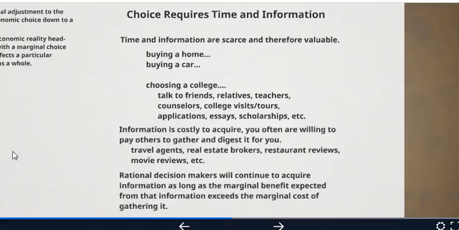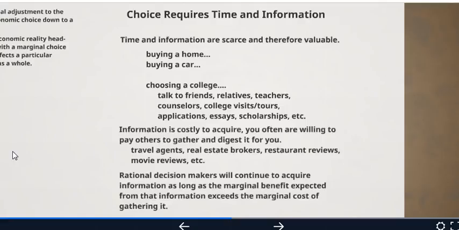For example, buying a home, you'll do some different research. Buying a car, different research. But what's important is information is costly to acquire, costly being time or money. You often are willing to pay others to gather and digest information for you. So if you're going on a trip, you're going to pay a travel agent. If you're looking for a house, you're going to hire a real estate agent or a broker.